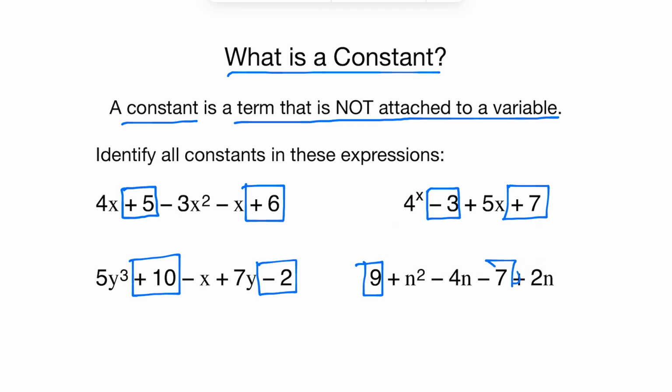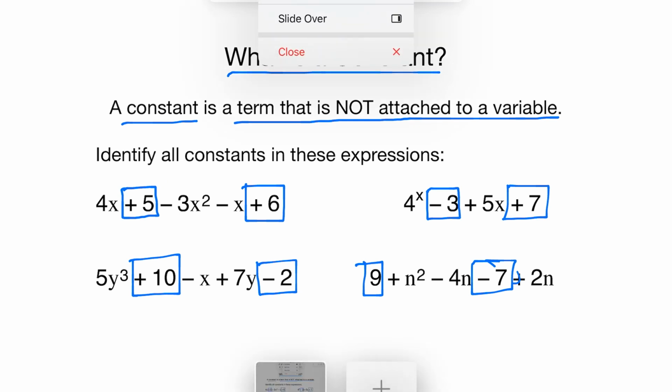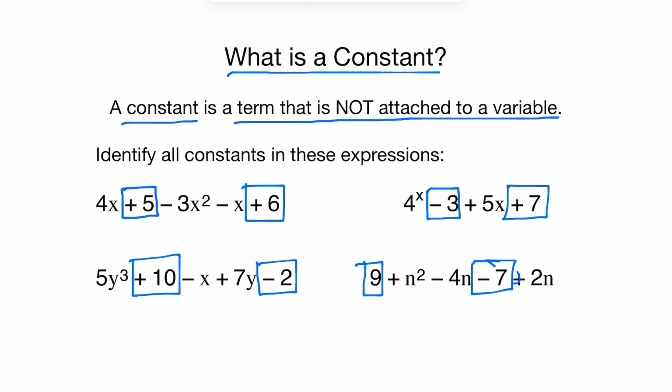There we go. That negative 7 is a constant. And then our last term is positive 2n. 2 is being multiplied by n. Okay, we have boxed all the constants.